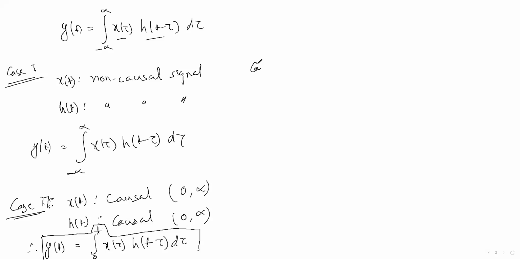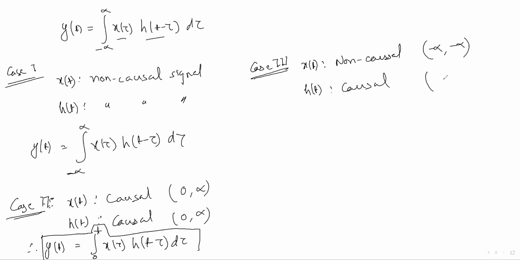Okay, what is the third case? The third case is if x(t) is non-causal and h(t) is a causal signal. Non-causal means it is minus infinity to infinity, and causal means it is from 0 to infinity. Okay, then what is the equation for y(t)? y(t) is the integral from minus infinity to t of x of tau h of t minus tau, d tau.